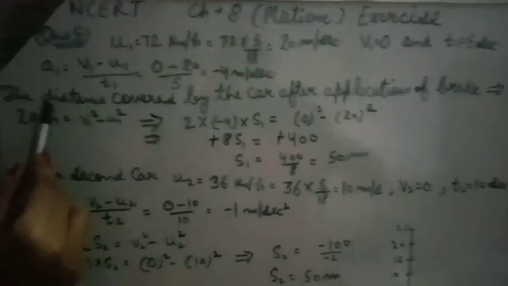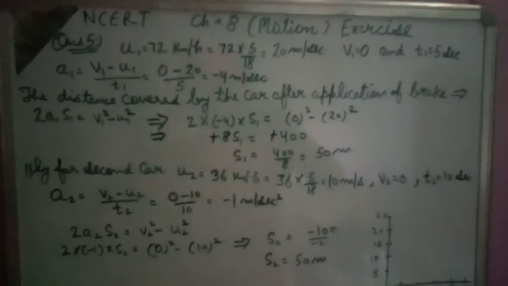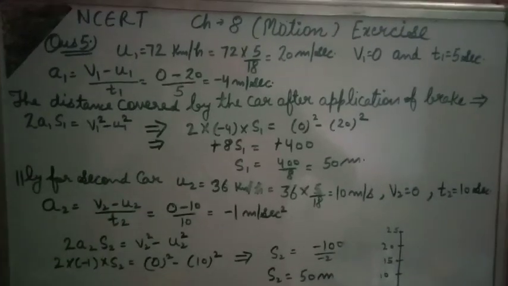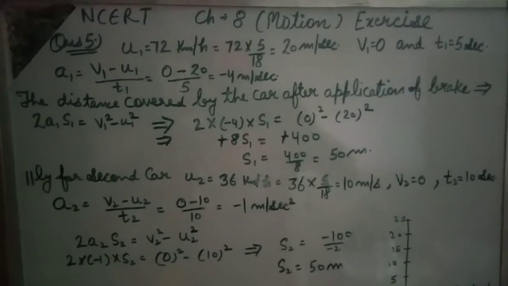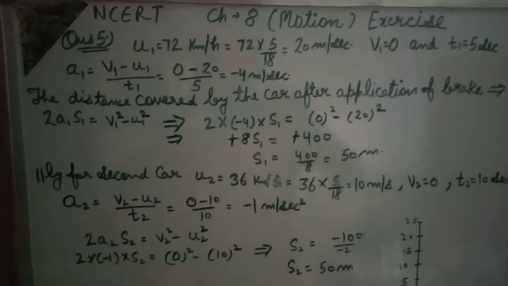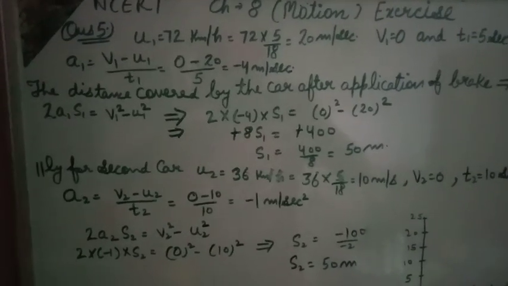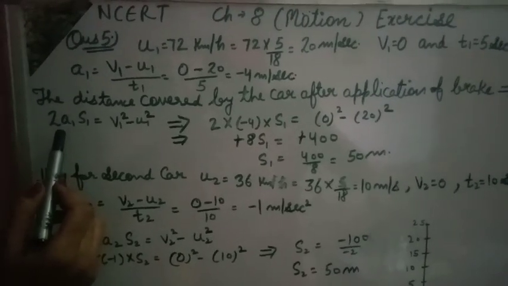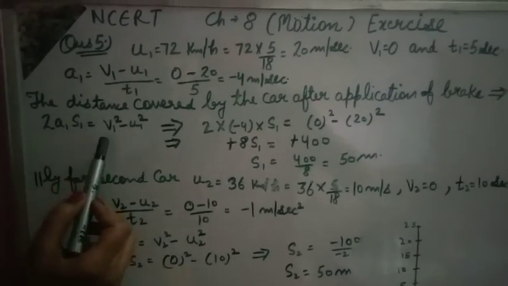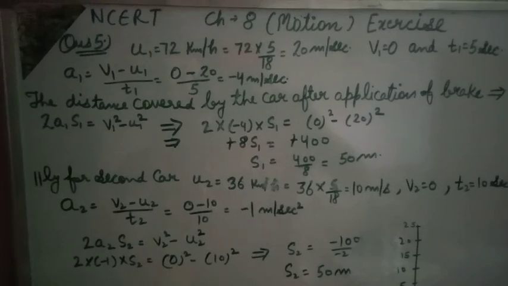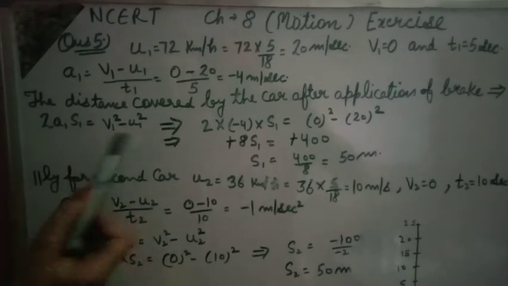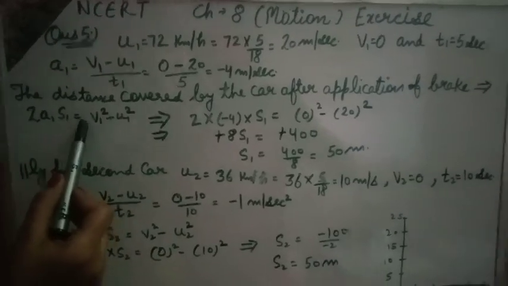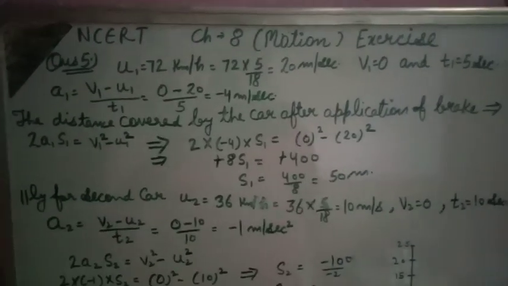Then how will I find out the distance covered even after applying the brake? I will consider the equation of motion as per my choice. The equation which is suitable to find the values, I will consider that equation. So I have considered one of the equations of motion, 2as is equal to v square minus u square. Here I have written 1 also, for the first case. So 2a1s1 is equal to v1 square minus u1 square.